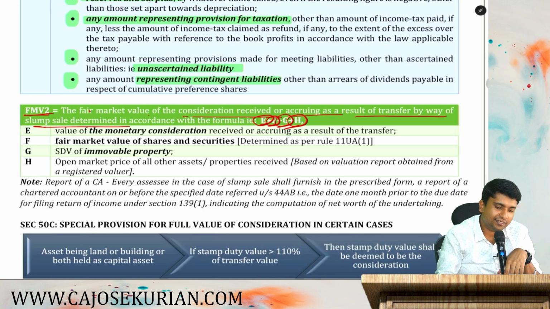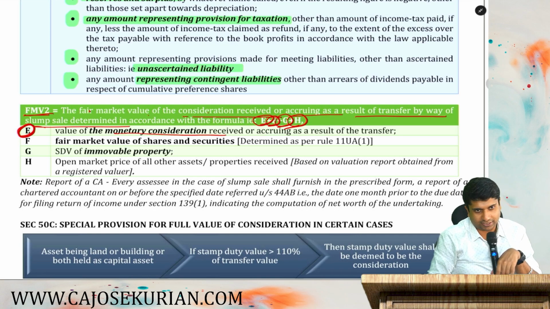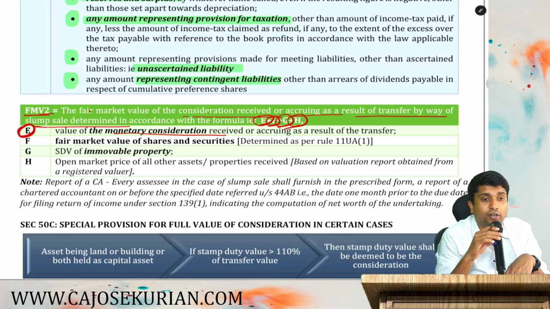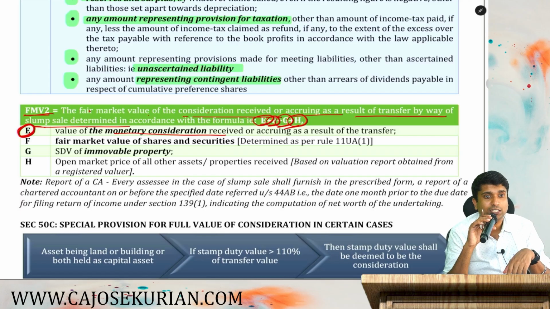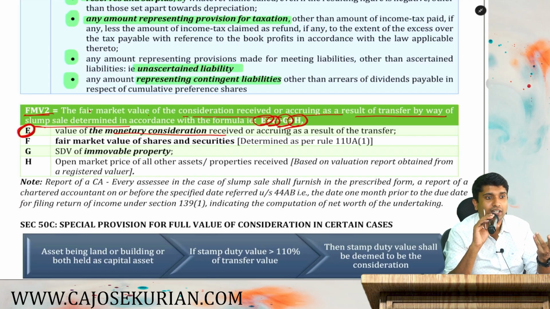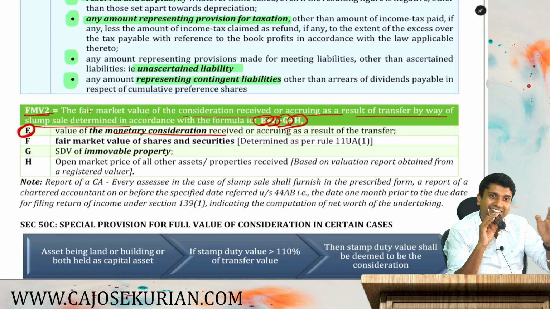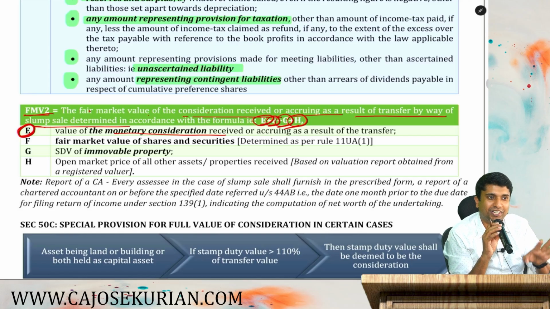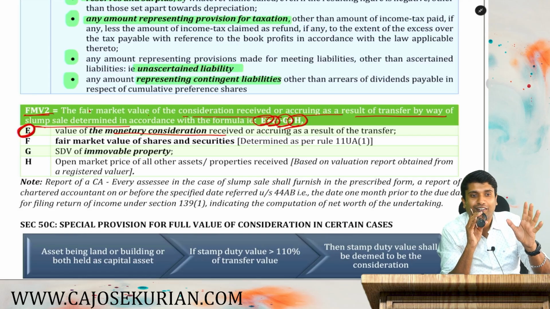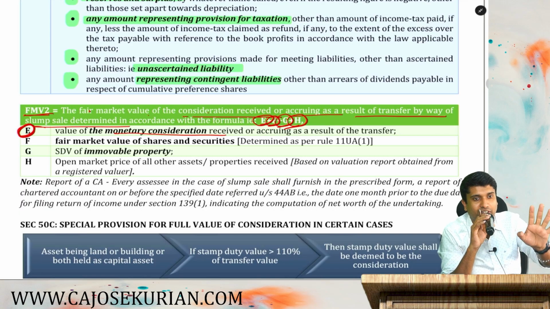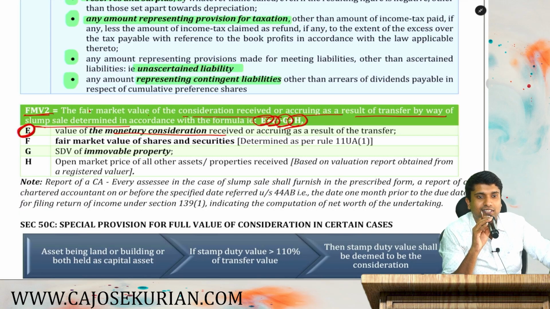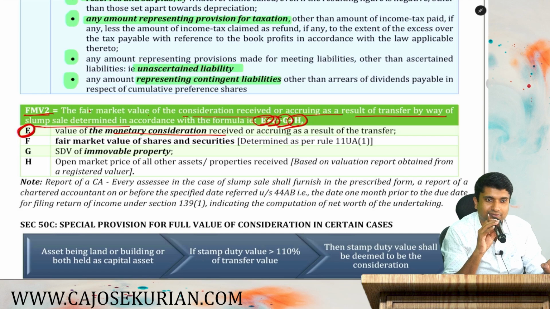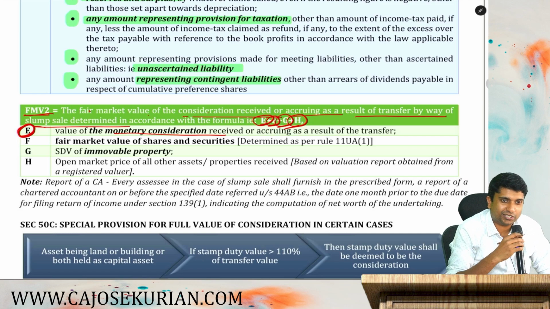So what is E? When you hear E, it has no connection with the word E. That is monetary consideration. Don't ask me how we value monetary consideration. Monetary consideration already has a value. There is no valuation rule for valuing monetary consideration. If it is 1,000 rupees, then the value is 1,000. You don't have to put any tough valuation principle over there.